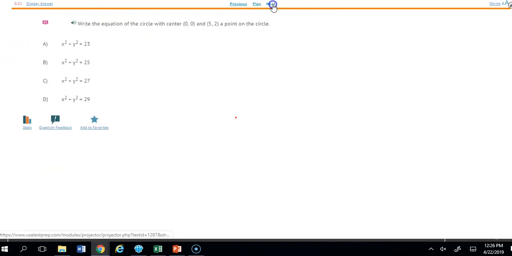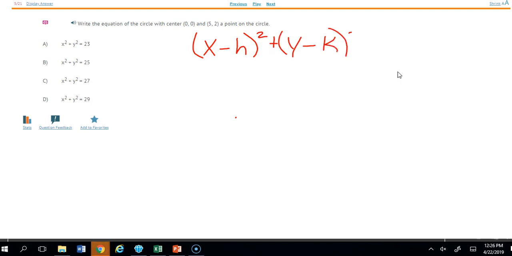Number 3, write the equation of a circle with a center of (0, 0) and (5, 2), a point on the circle. So on this one, we're going to use our circle formula, (x minus h) squared plus (y minus k) squared equals r squared, recalling that (h, k) is the center of my circle. So when we look up here at our points, (0, 0) is going to be h and k, and the (5, 2) is going to be x and y.